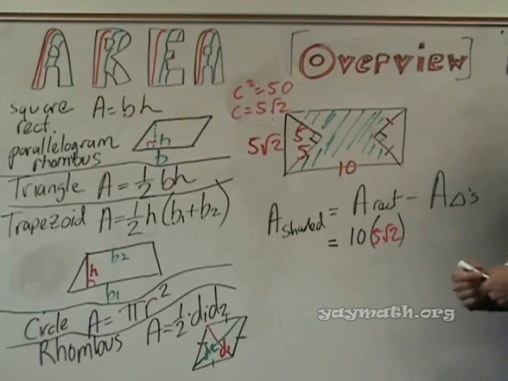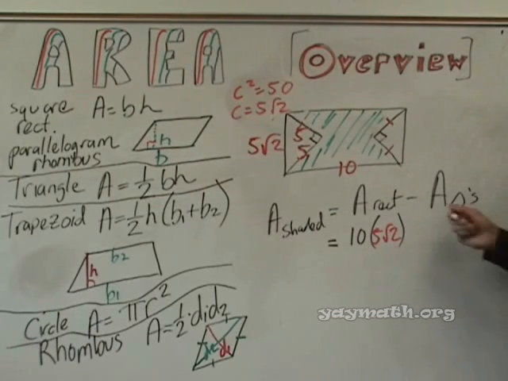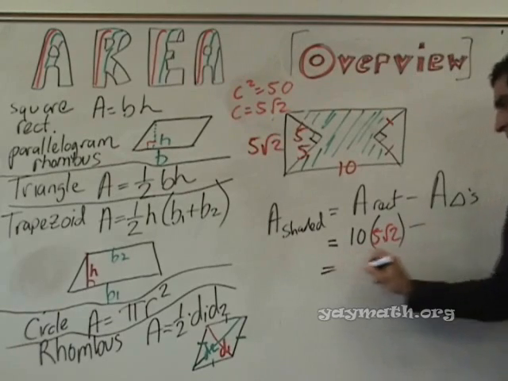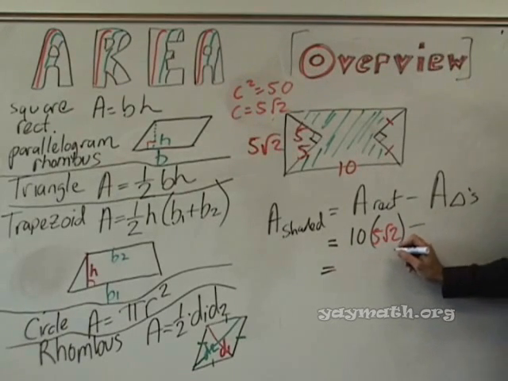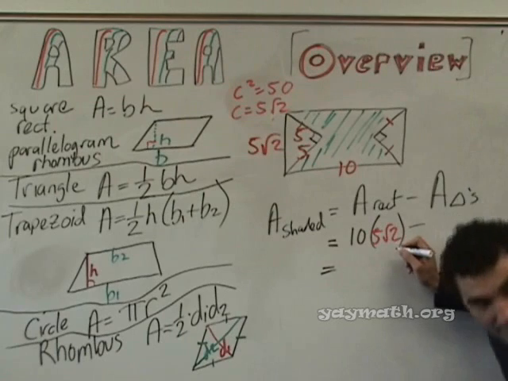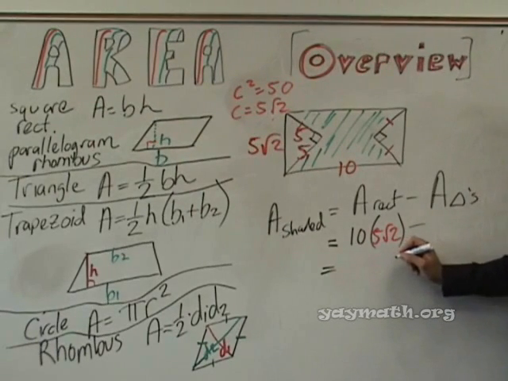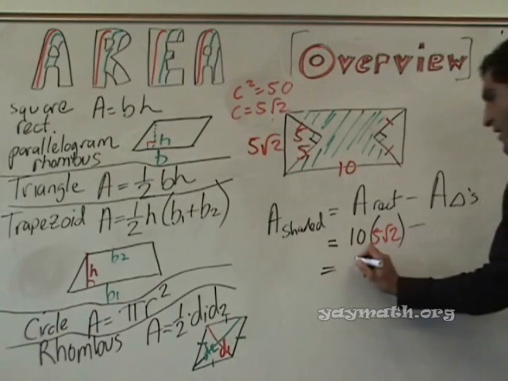And now we need the area of the triangles. Minus, well, why don't we do this first? Let's keep it organized. 10 times 5 rad 2, are we allowed to multiply these? Yes. What is it? 50 root 2. Good job.